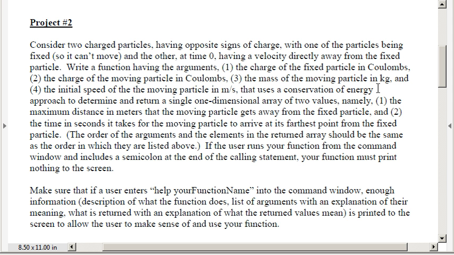Okay, our idea is we got two charged particles, one fixed, the other one is initially moving away from it. They have opposite signs, so the force on the moving one is attractive, and so it's going to be slowing down, eventually come to have 0 velocity and then start heading back, and they want to know how far away that moving particle gets from the fixed particle and how long it takes to get there.